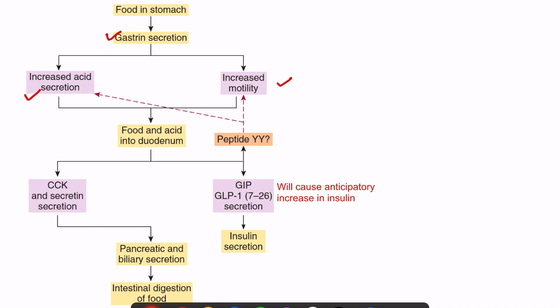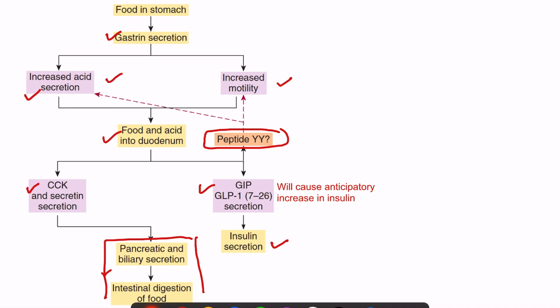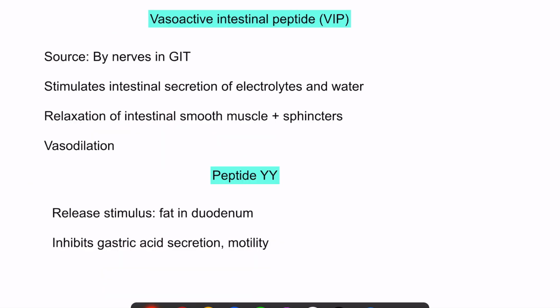Then the chyme enters into the duodenum, where it causes release of CCK and secretin, causing pancreatic and biliary secretion, and which causes intestinal digestion of food. Then it also causes release of GIP, which promotes insulin secretion. And there is release of another hormone, peptide YY, which inhibits the stomach function, inhibits motility, inhibits acid secretion. But we have seen that CCK and secretin also inhibit these functions of the stomach, right?